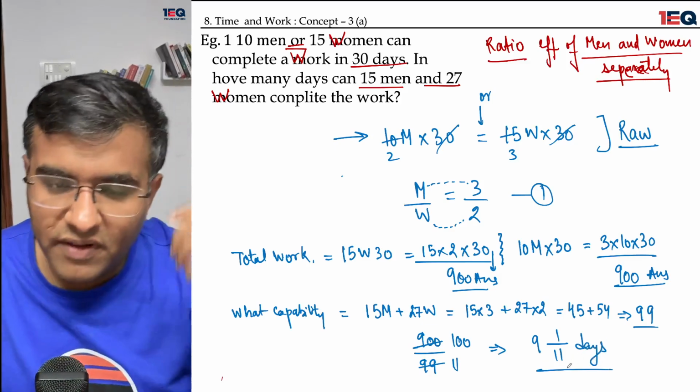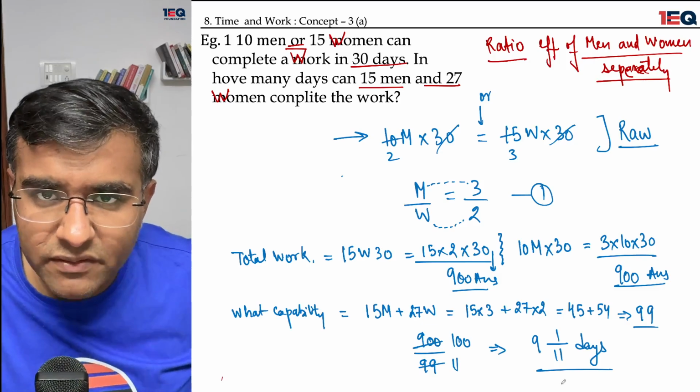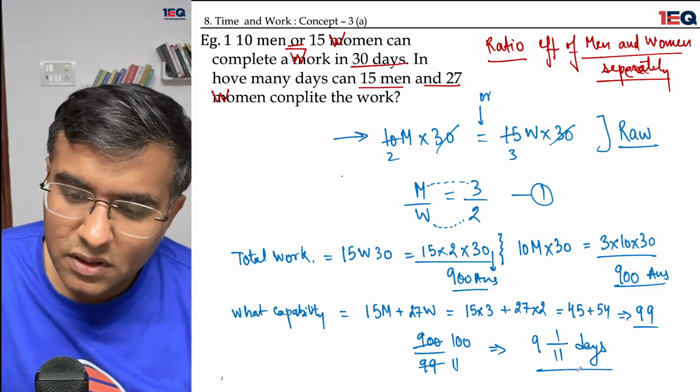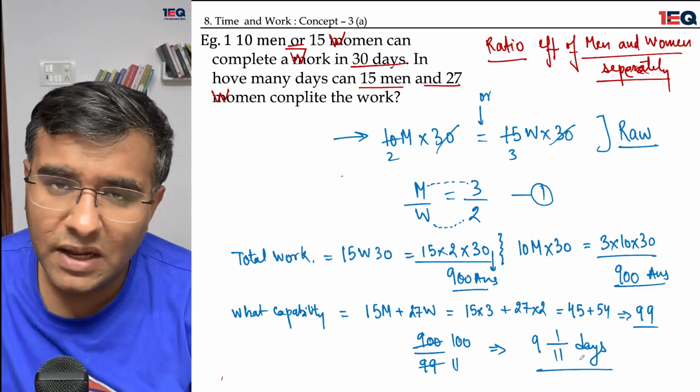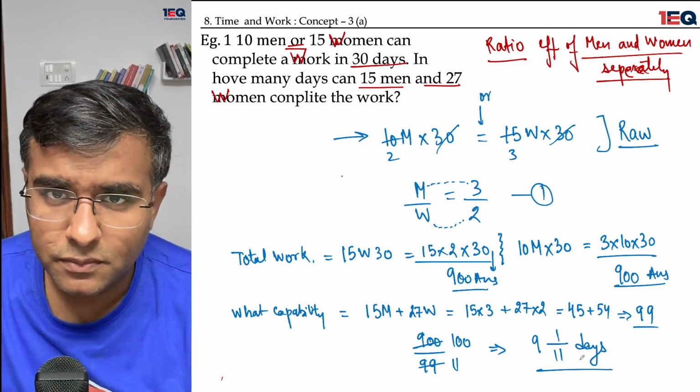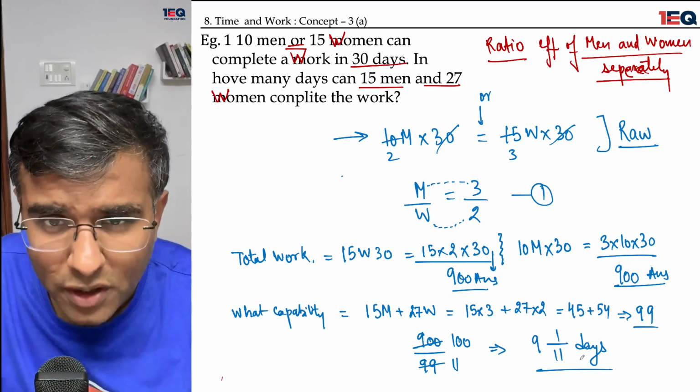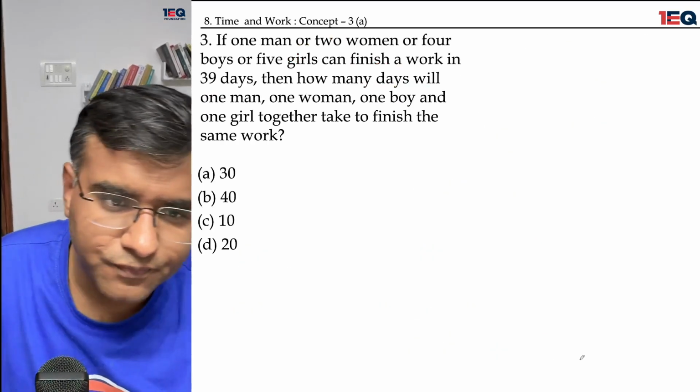So when 15 men and 27 women try to complete the work, they are going to take 9 1 by 11 days to complete it. Right? Got it? Let's move on.